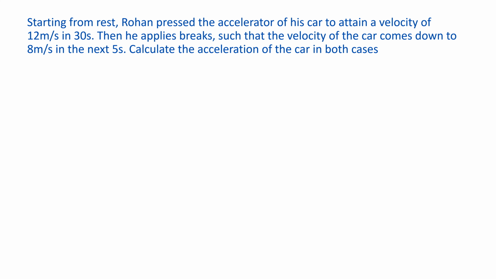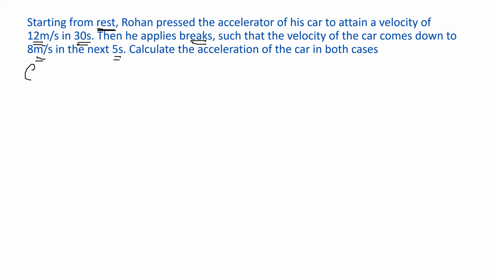Starting from rest, Rohan pressed the accelerator of his car to attain a velocity of 12 meters per second in 30 seconds. So it is given that the car is starting from rest. Then on pressing the accelerator, the velocity increases to 12 meters per second in 30 seconds. Then he applies the brake. So the velocity of the car comes down to 8 meters per second, and that happened in 5 seconds. Calculate the acceleration of the car in both the cases.